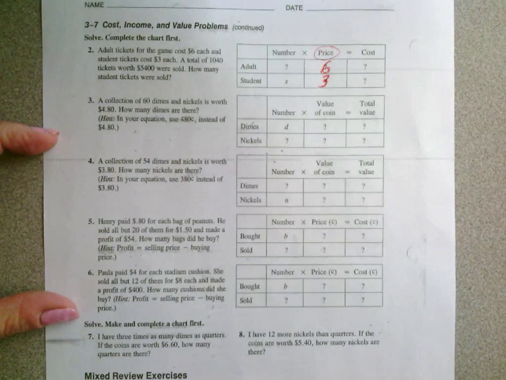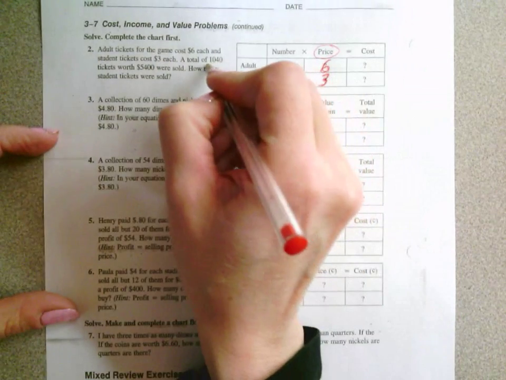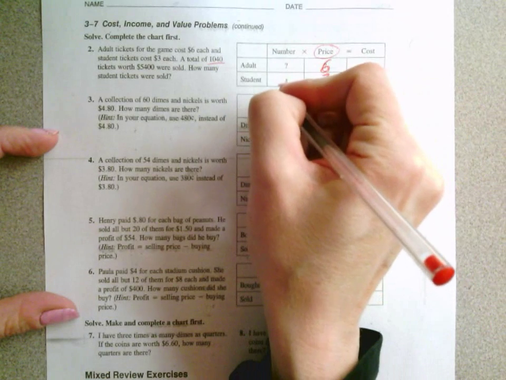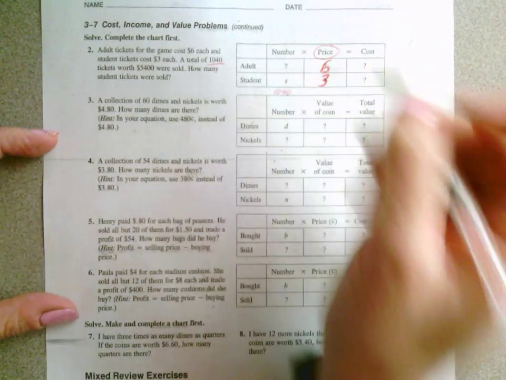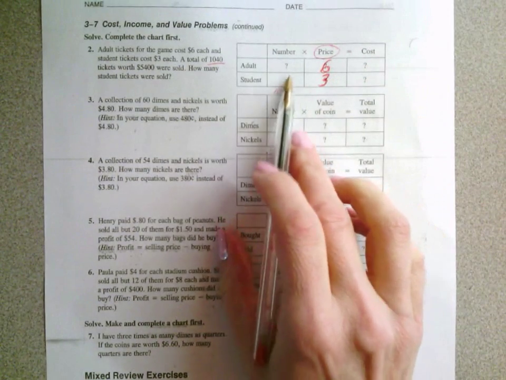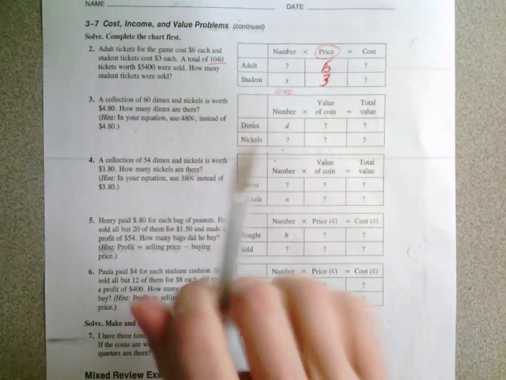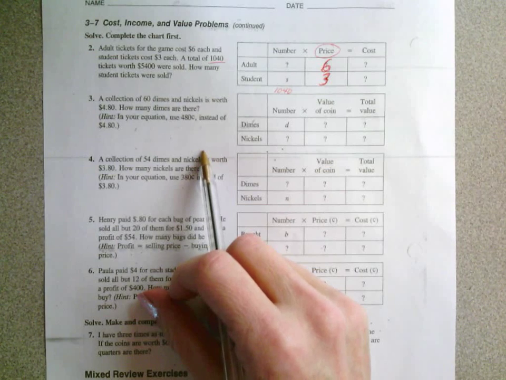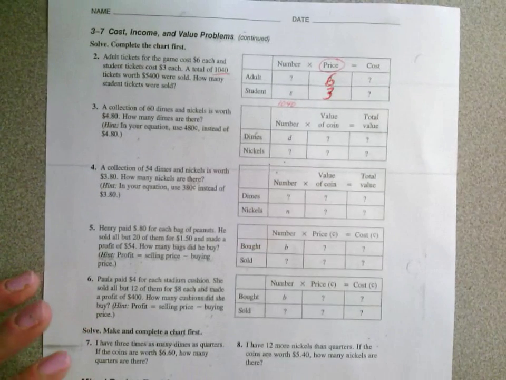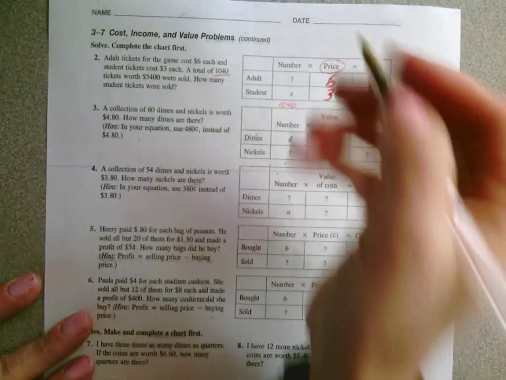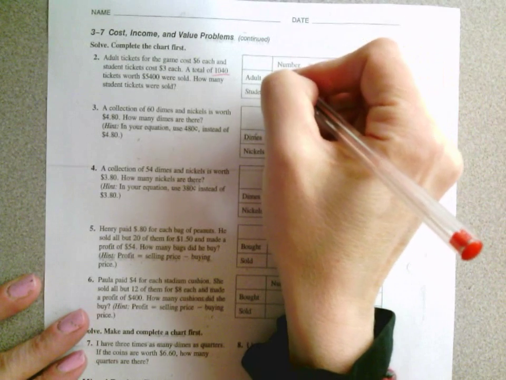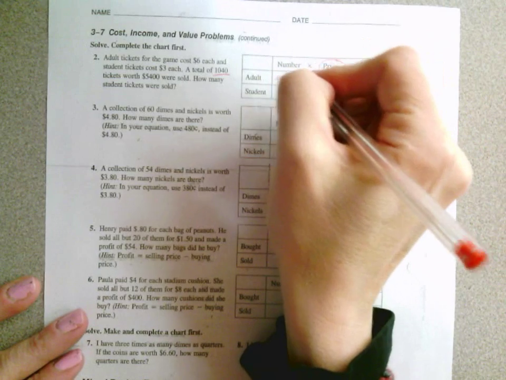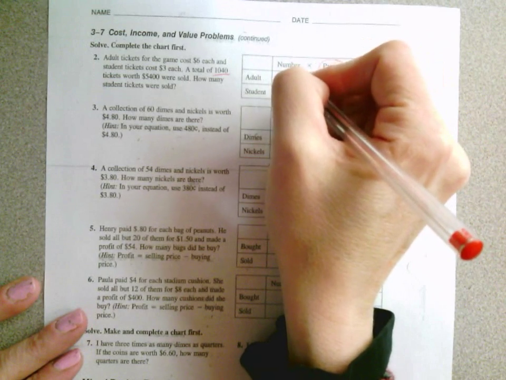Do we know a total number of tickets sold? What is it? So if they call student S, then what must adult be? Same scenario as the caps. Total minus. 1040 minus S. Yep. Good. Okay.